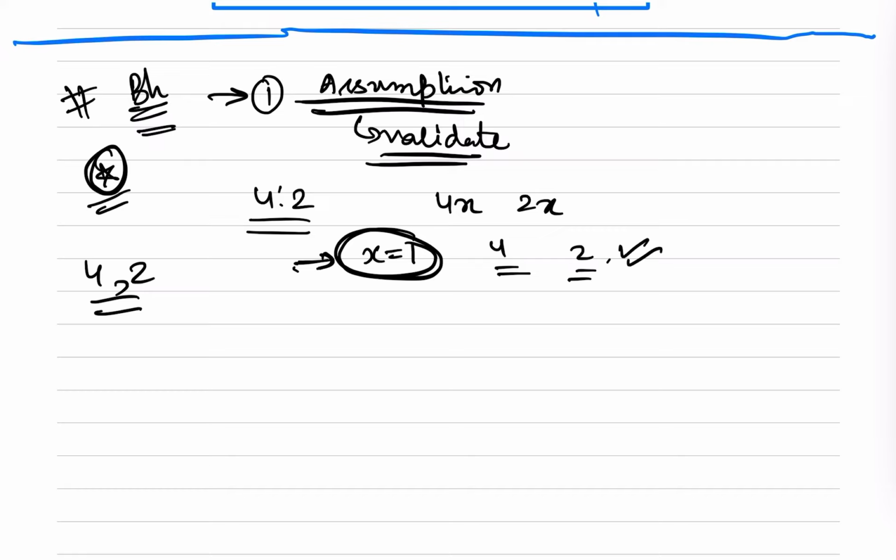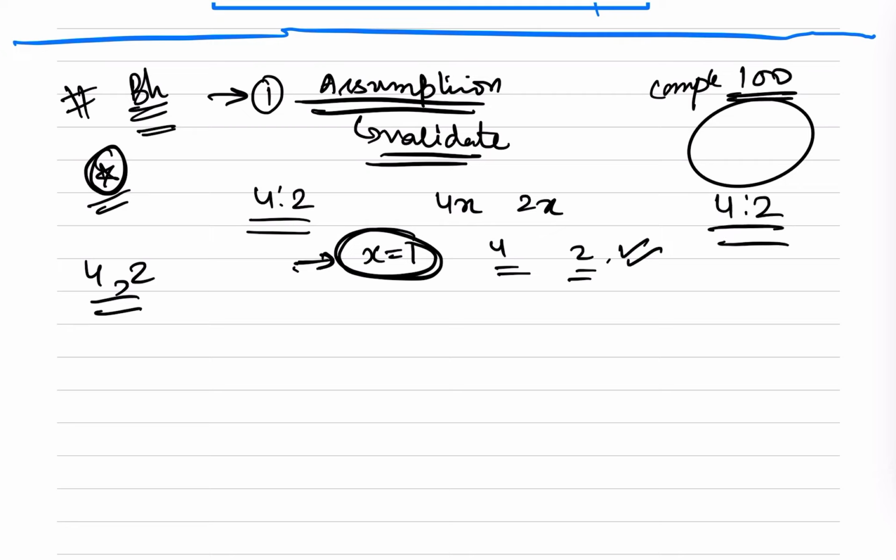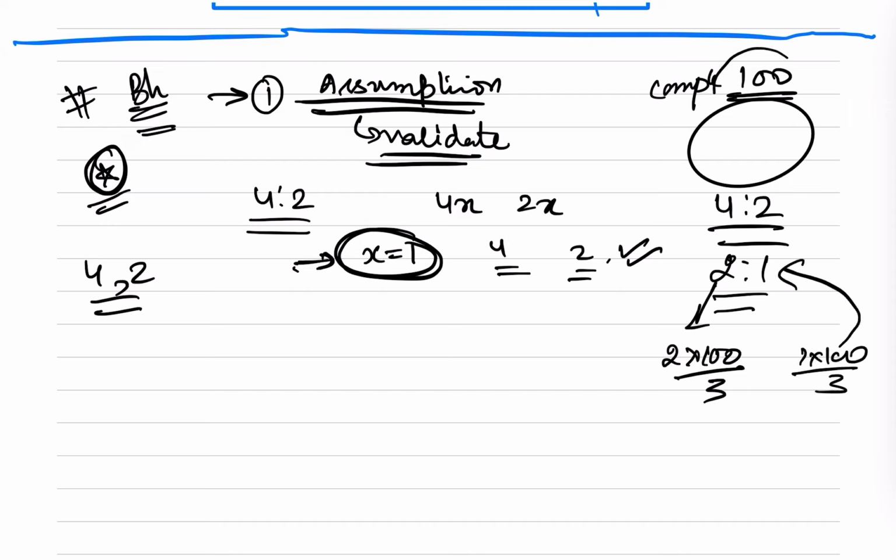Or, for example, the complete thing, if you assume that the complete thing was 100, now 4:2 is what? 4:2 is nothing but 2:1 kind of thing, right? So if you divide 100, this 2 will get what? 2 multiplied by 100 by 3, if I am not wrong. And this will get 1 multiplied by 100 by 3. So this is the assumption that 100 is there.